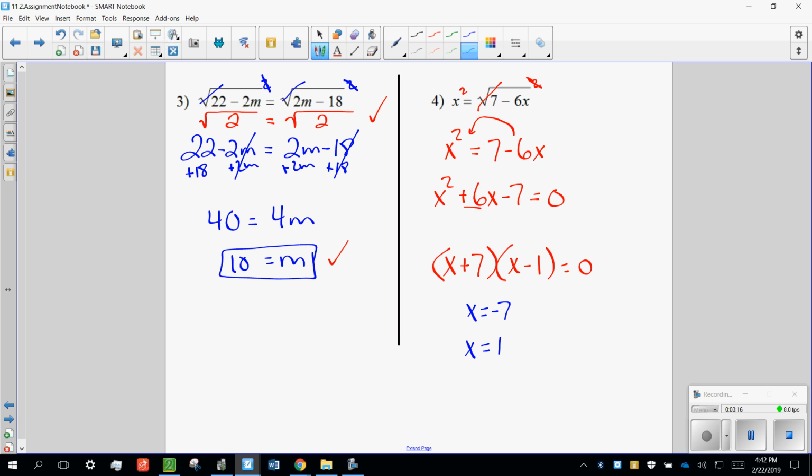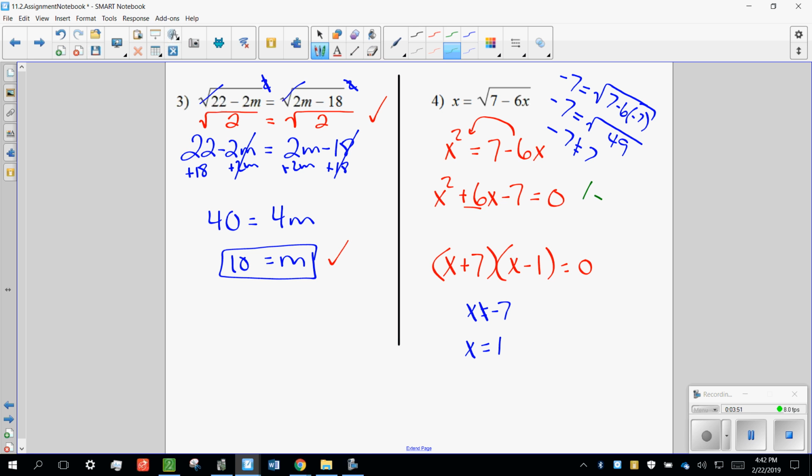So all we have to do is go back up to our original equation. We have negative 7 equals the square root of 7 minus 6 times negative 7. So negative 7 equals the square root of 7 plus 42, which is 49. So we get negative 7 equals 7. No, it doesn't. The square root of 49 is 7. 7 doesn't equal negative 7. So x can't equal negative 7. That's an extraneous solution.